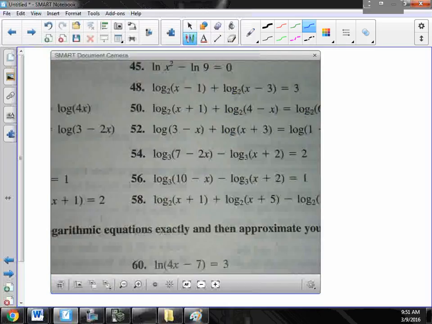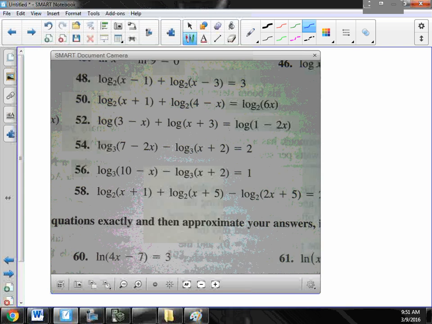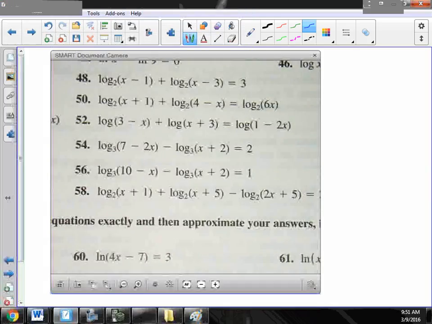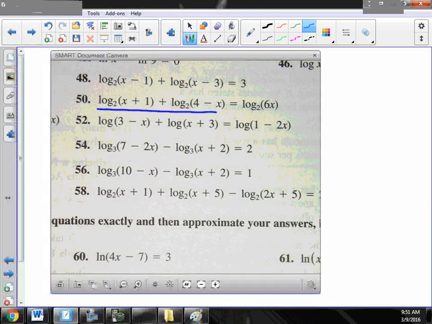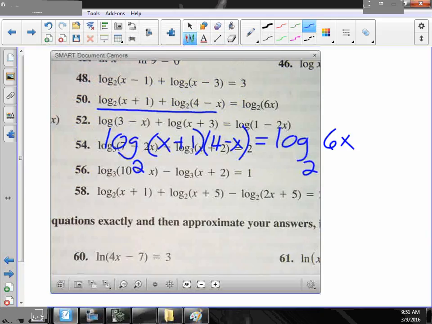All right, 50. Okay, 50 we can actually drop logarithms once we make a change. So I'm going to combine these using the product rule. Log base 2 of x plus 1 times 4 minus x equals log base 2 of 6x. And now I have a log on each side. They have the same base, and there's nothing else out there. So I can cancel those.